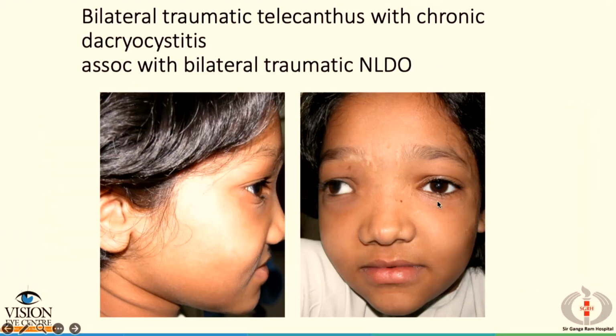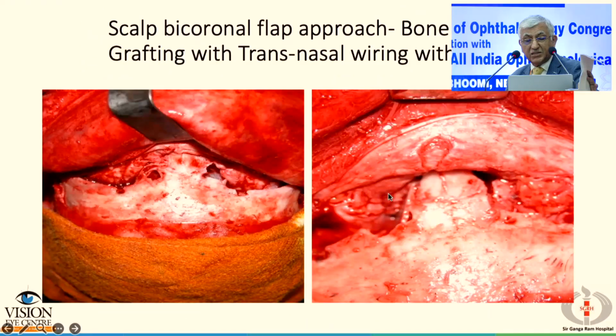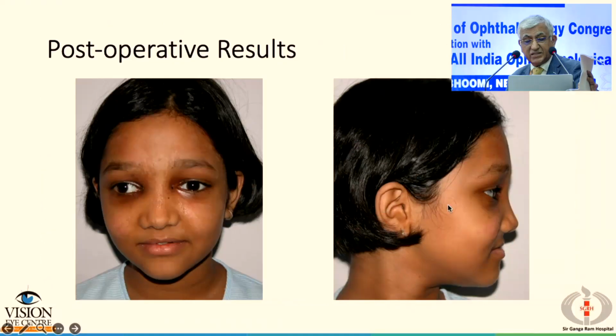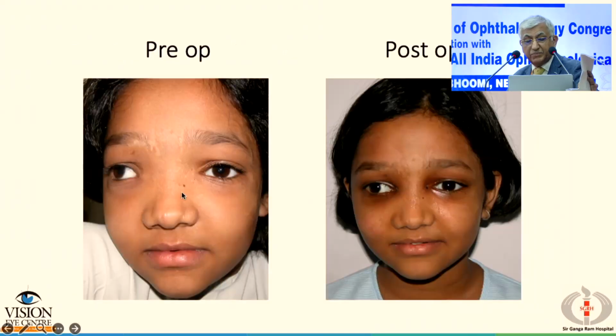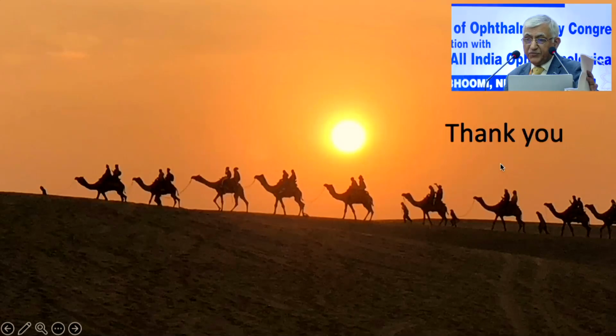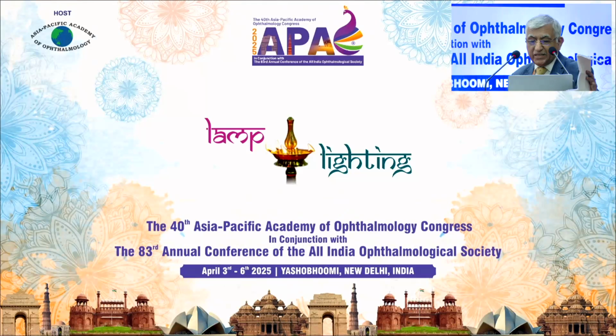So when you have a bilateral one like this, transnasal wiring is often the answer. She had a bilateral nasolacrimal duct obstruction as well, so we did an open sky DCR and transnasal wiring. We could really transform her life with a much improved lid position. You can see how it would change her life forever. So thank you for this opportunity again.